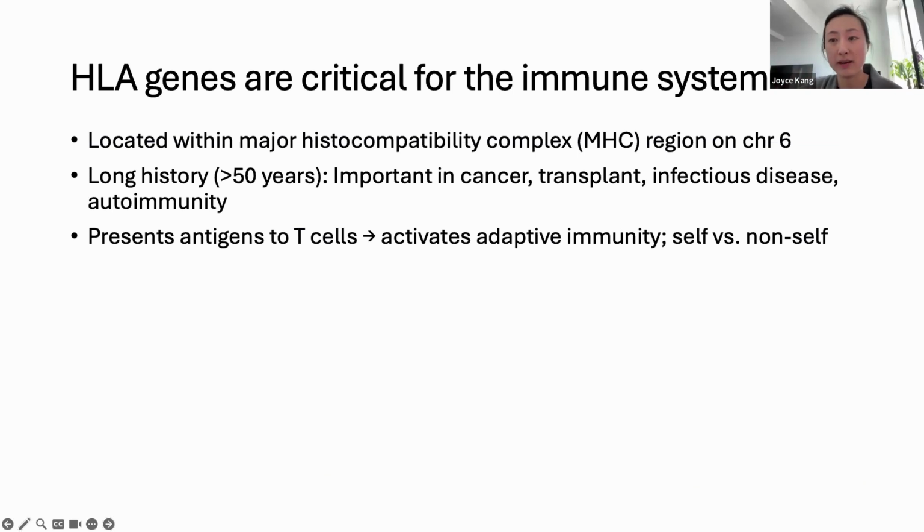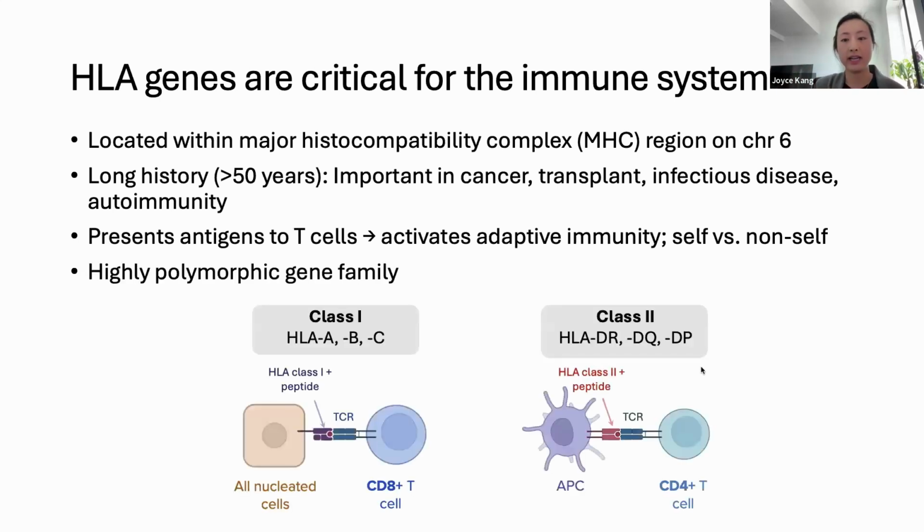As you may recall, the HLA genes are very important for the immune response, because their main job is to present antigens, or short peptides, to T cells. The T cells can recognize those antigens with their T cell receptors and become activated to trigger an adaptive immune response. Very important to differentiate between self and non-self. To dig a little deeper, the HLA class 1 genes present typically to CD8 T cells, and the HLA class 2 genes present to CD4 T cells.